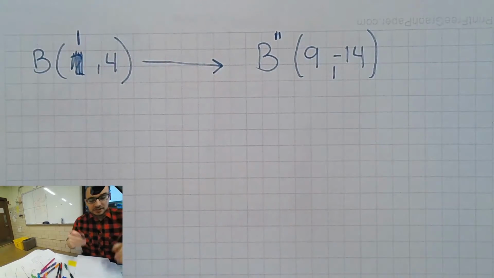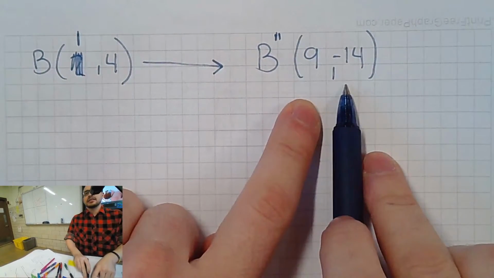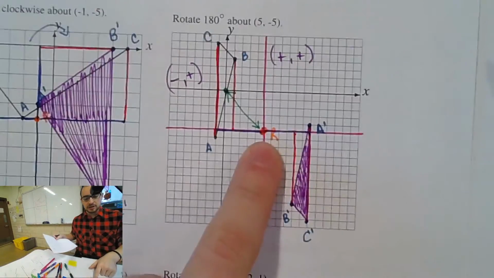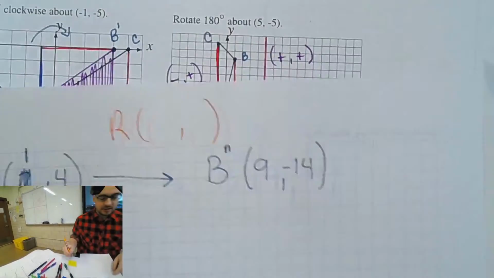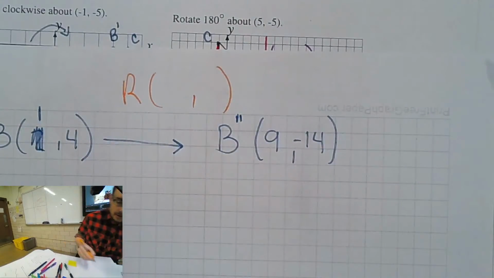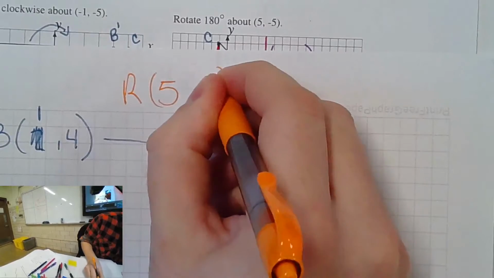Okay. So obviously we can't just change the signs and get this, right? That's not how it's going to work. Our center of dilation is off. So we need to factor that in. What is our center of dilation? What do they tell us it is? 5, -5.